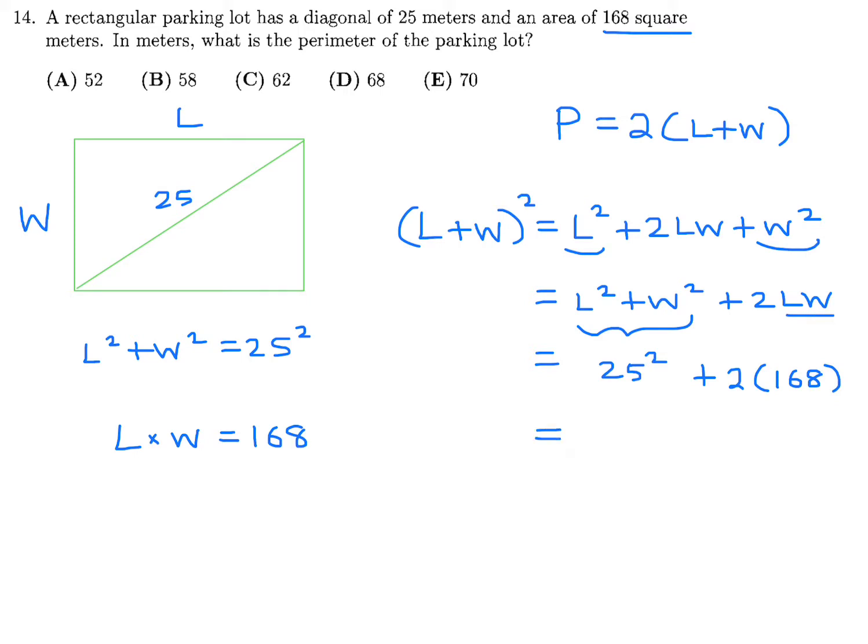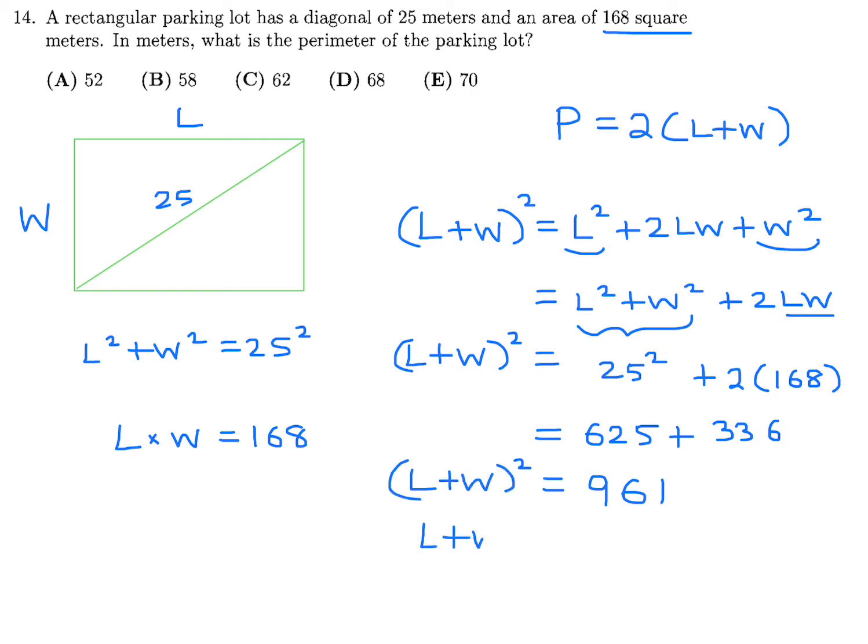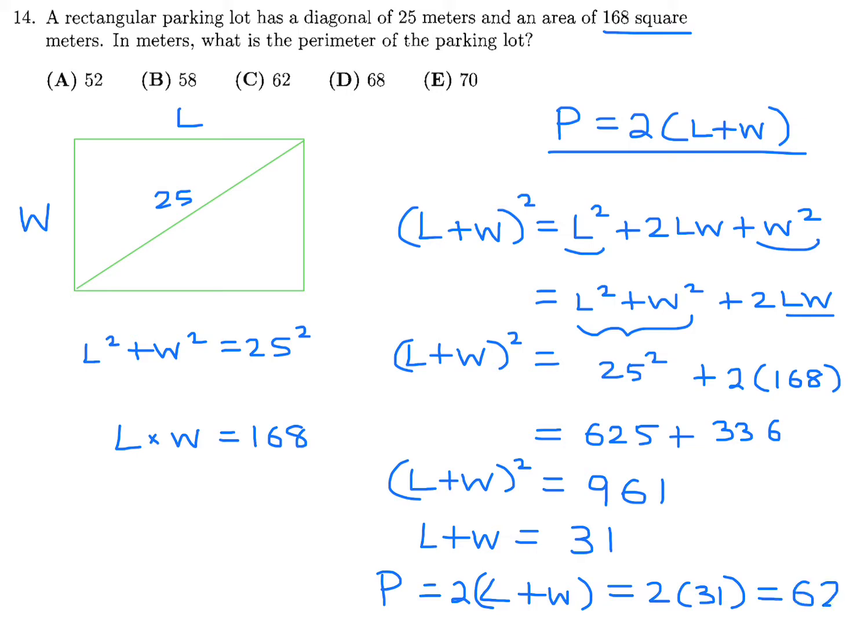So there we go. We can, using just some basic algebra, figure out what is L plus W. Well, it's 625. 2 times 168 is what? 336. So that means this is going to be 961 for (L plus W) all squared. Take the square root and you get L plus W is equal to 31. So now we want the perimeter. Perimeter is 2 times (L plus W). That means it will be 2 times 31, which is 62. So number 14, the answer is C.